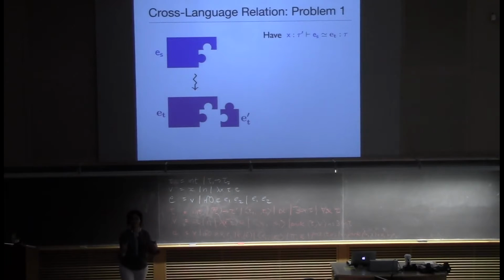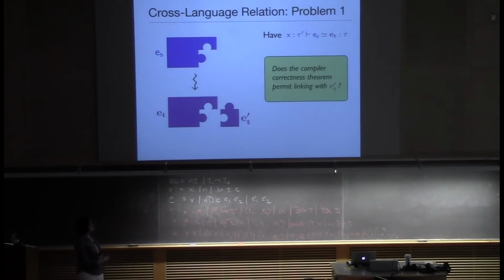Okay? So someone's giving me this target level code. And imagine, for realistic compilers, the target language is assembly, right? Or it's something pretty low level. It might be LLVM IR. Right? Okay, so here's the question. Does the compiler correctness theorem permit linking with ET prime? No? Okay, let's see why.